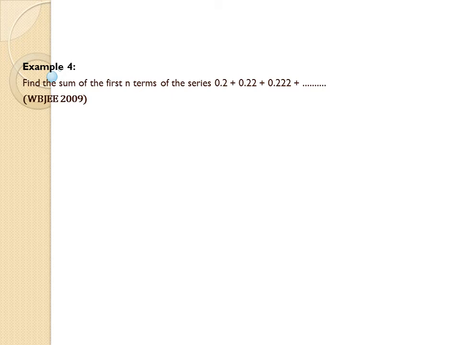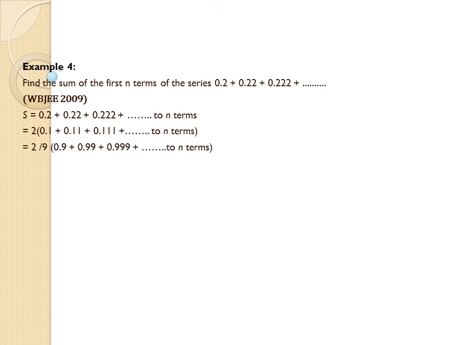It has just one type of rule: first write S equal to this expression. Then the second stage is to take 2 common, or 3 common, whatever the terms will be, and write this in the form of 0.1, 0.11, 0.111 in these types of things. Then divide it by 9. Then 2 by 9, and in this place it is coming 0.9 plus 0.99 plus 0.999 in this way to n terms. This is very common, for each and every problem you have to do these things.